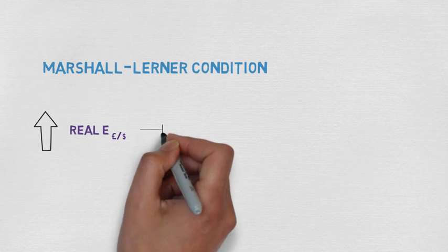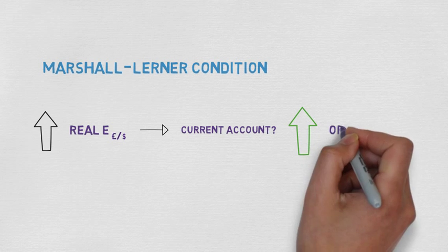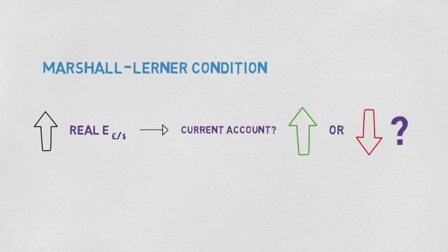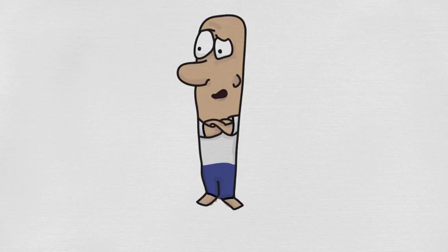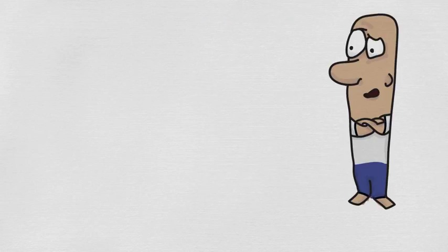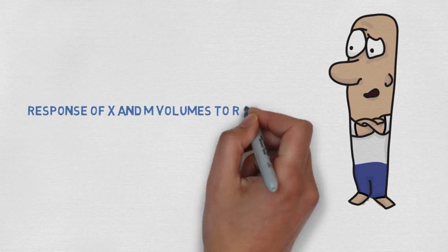So what are the effects of a real depreciation on the current account? Usually, a real depreciation means that there is an improvement in the current account, since exports are relatively cheaper, and hence exports increase. However, as we will find out shortly, this assumption depends on the response of export and import volumes to real exchange rate changes.